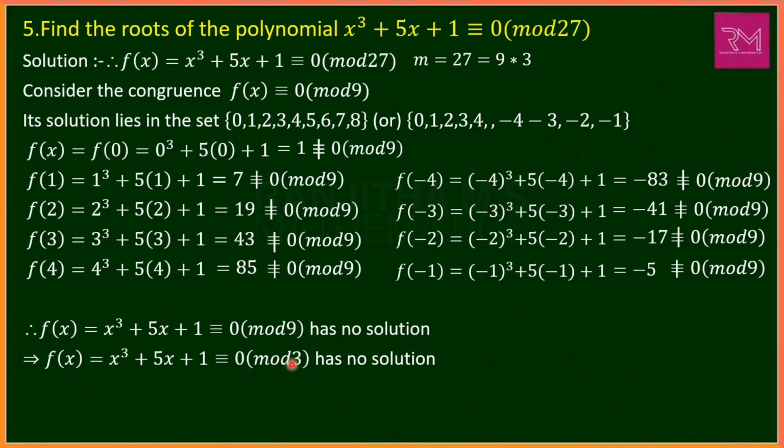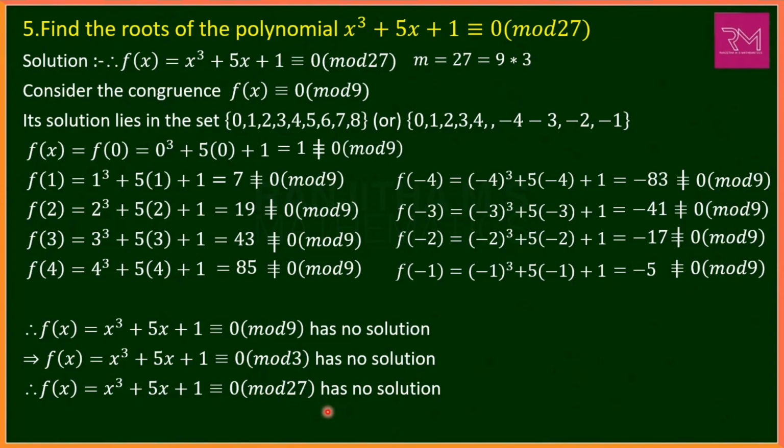So the polynomial has no solution for modulo 9. The polynomial has no solution for modulo 3. Hence, 27 we can consider as 9 into 3. Here, under modulo 9, the polynomial congruence has no solution. Under modulo 3, the polynomial congruence has no solution. Therefore, we can conclude that f of x is equal to x cube plus 5x plus 1 congruent to 0 mod 27 also has no solution.